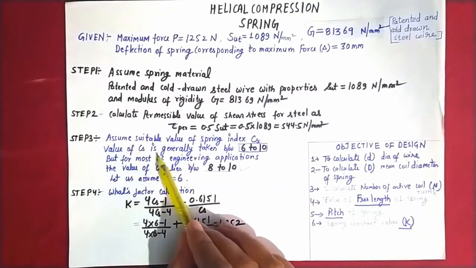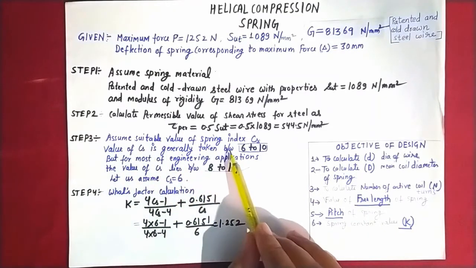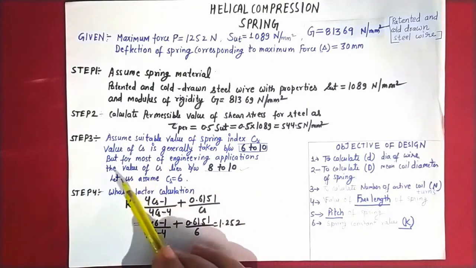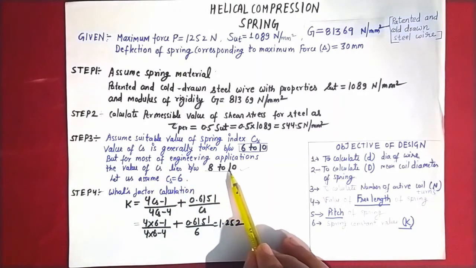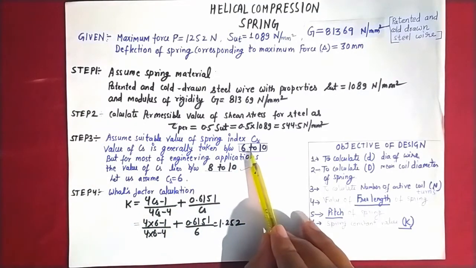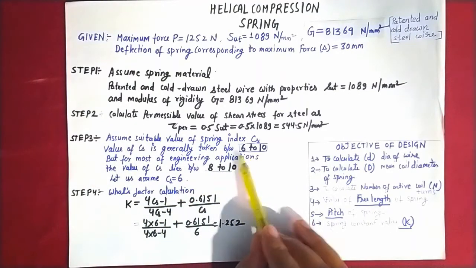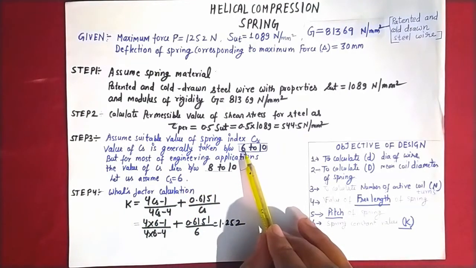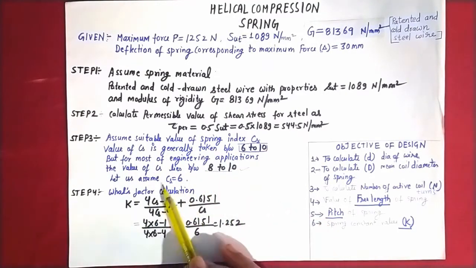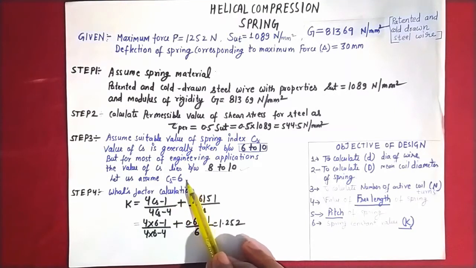Now the value of Cs, that is the spring index, is generally taken between 6 to 10, but for most engineering applications the value of the spring index lies between 8 to 10. But here we can take it as 6. So I am assuming the value of the spring index as 6, because we can assume the value of spring index between 6 to 10. So I am taking spring index Cs as 6.